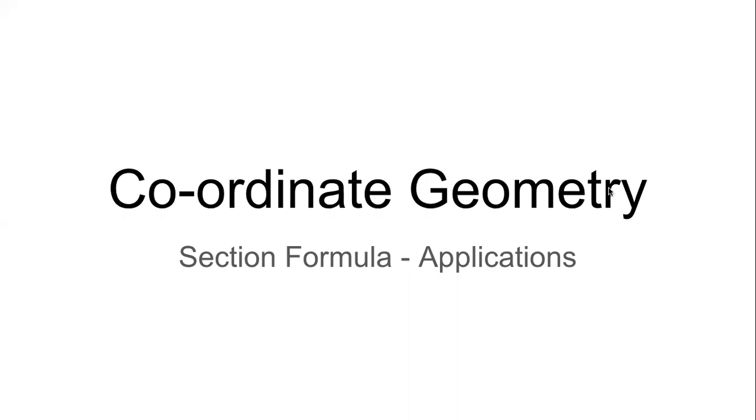We will continue with chapter number 5 of Maths 2, which is coordinate geometry. We will look at the applications of section formula. We will need textbooks, notebooks, pens to write in the notebooks, and pencils to annotate on the textbooks.